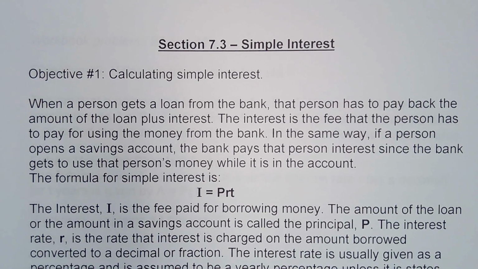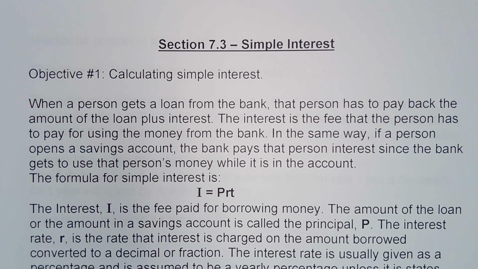Section 7.3 talks about simple interest. When a person gets a loan from the bank, that person has to pay back the amount of loan plus interest. The interest is a fee that the person has to pay for using money from the bank. In the same way, if a person opens a savings account, the bank pays that person interest since the bank gets to use that person's money while it's in the account.